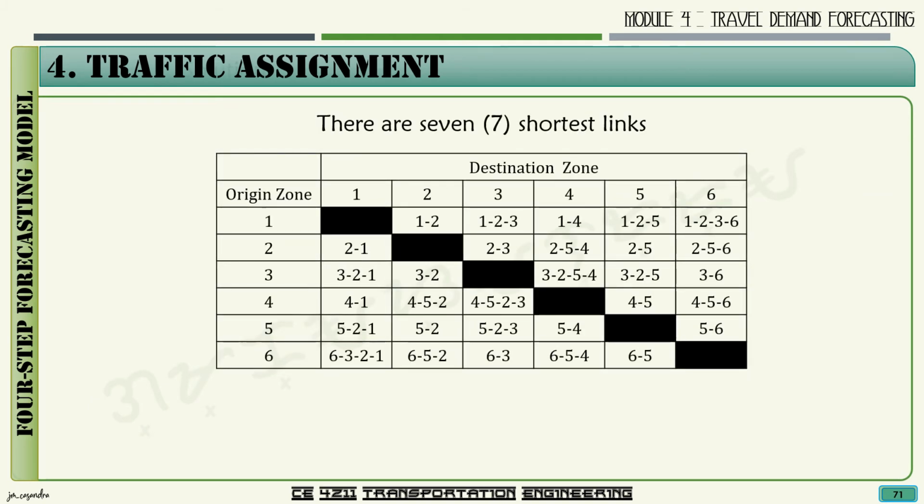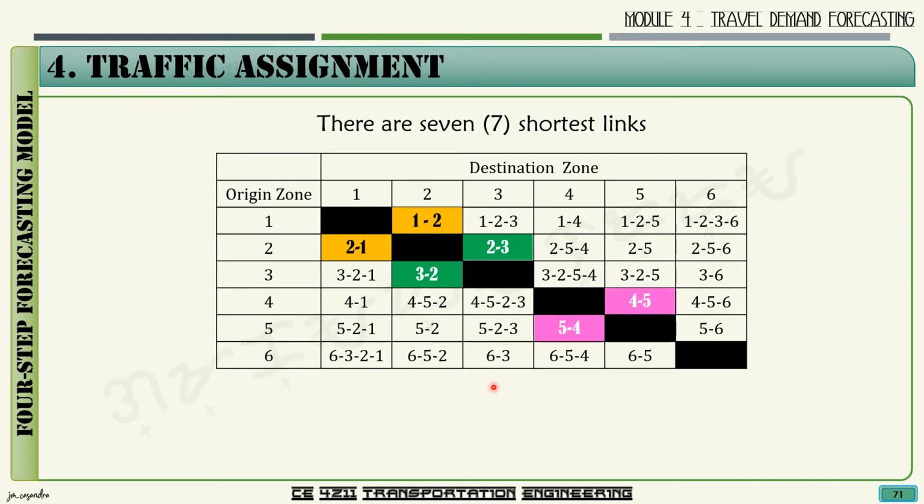For this problem, we have to identify the shortest links, and there are 7 shortest links in our given data. A shortest link means we only have an origin and an end, or a destination. So there are just two points of travel; it doesn't go to other zones anymore. So we'll have here 1, 2 or 2, 1. That's one link. Next, we have 2, 3 or 3, 2, vice versa.